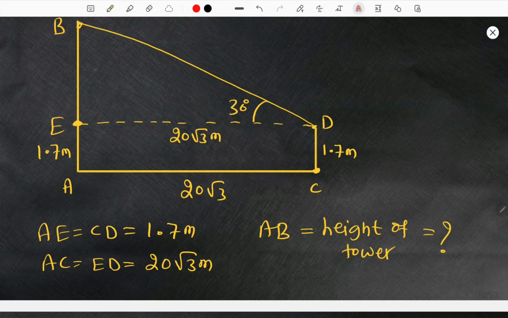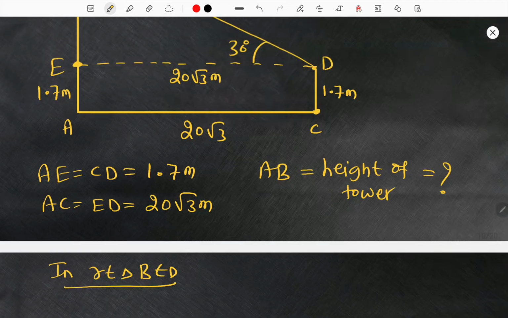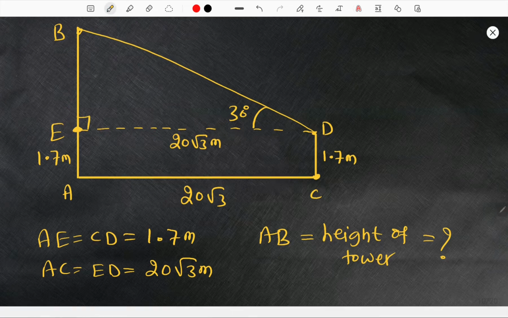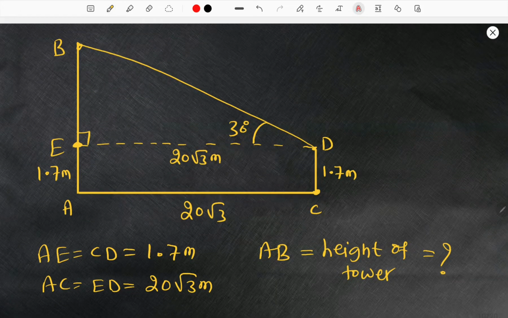Now can you consider this triangle BED? Look at this triangle BED. It is a right triangle, so this is 90 degrees, right? So what can you apply now? Since this is known, you can apply tan 30. Tan 30 means opposite is EB and adjacent is ED. So tan 30 degrees is equal to EB divided by ED.